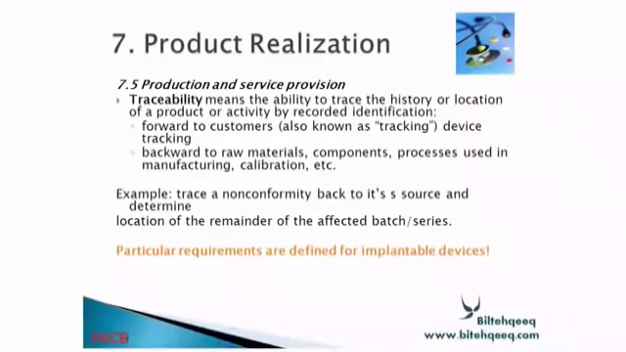Traceability means the ability to trace the history or location of a product or activity by recorded identification forward to the customer, also known as tracking or device tracking, and backward to raw materials, components, processes used in manufacturing, calibration, etc. For example, trace a contaminated bag to its source and determine the location of the remainder of the affected batches. Requirements are defined for implantable devices. So you have to develop a mechanism for traceability. By using this mechanism, you must be able to trace the history of any device you have shipped to the customer or you have purchased from any supplier.